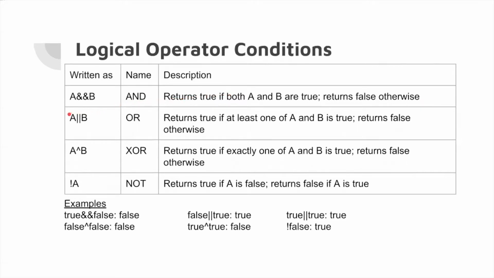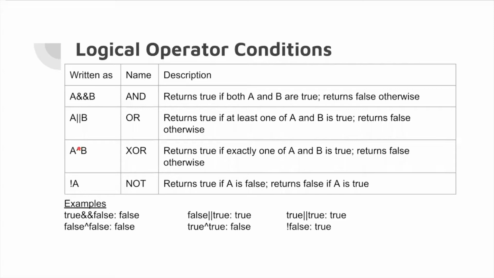And then there's A and two vertical signs, then B. And the vertical sign, on most keyboards, is the same key as the backslash. Just press shift and backslash and you should get the vertical sign. So this is or, and it returns true if at least one of A and B is true, otherwise it returns false. And then we have A, and this is the caret sign.